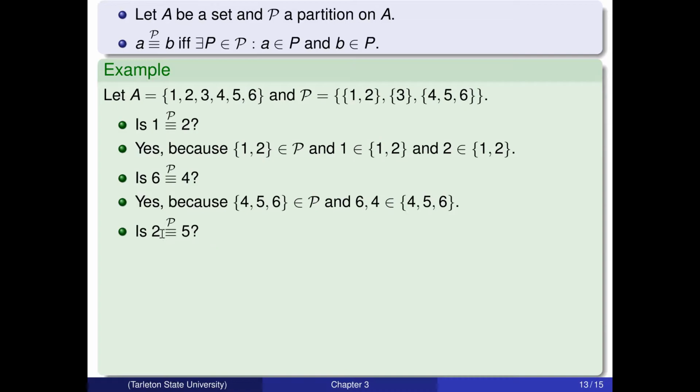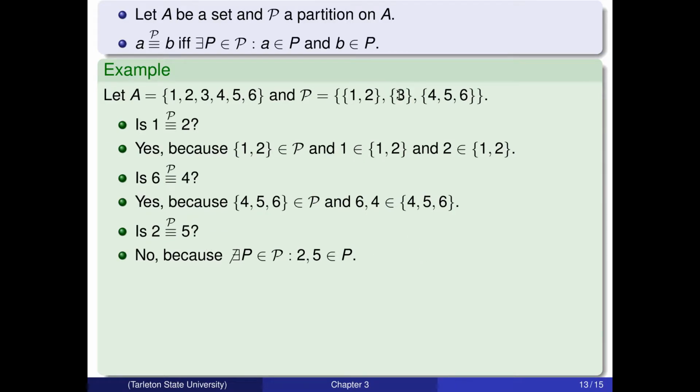What about 2? Is 2 related to 5? And no, it's not, because there's not a partition element that contains 2 and 5. So the way that we would respond to this is we would say, no, there does not exist an element P inside of the partition script P such that 2 and 5 are both in that element P. So no, 2 and 5 are not related in this situation.